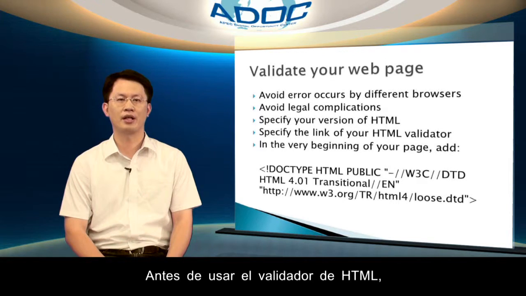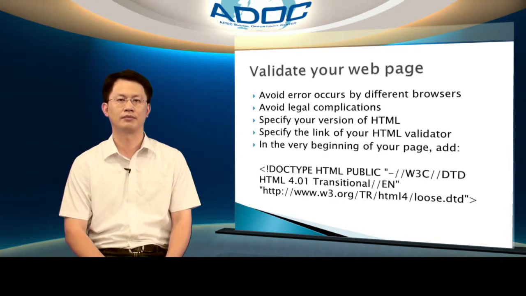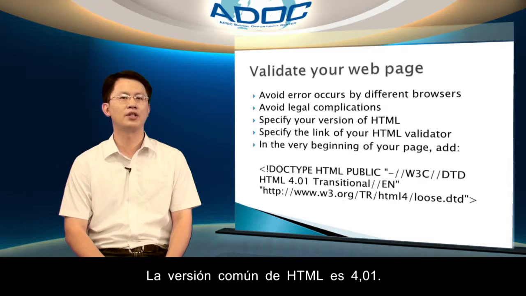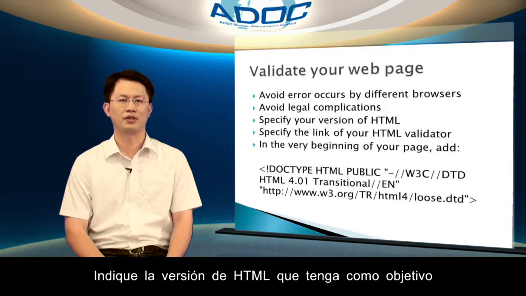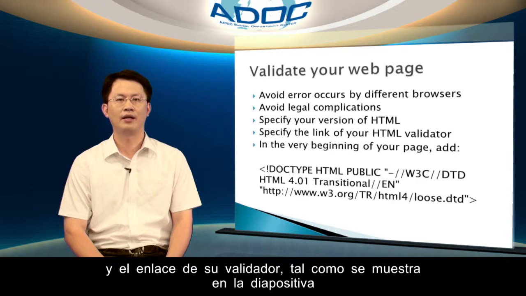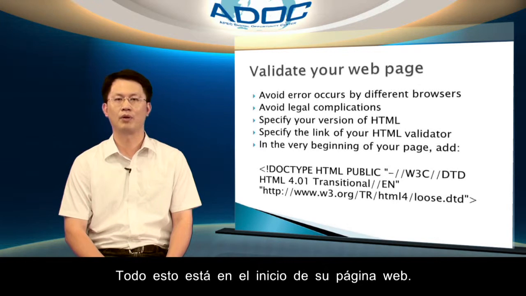Before using the HTML validators, we have to indicate what version of HTML we are writing our documents in. The common version of HTML is 4.01. You indicate the version of HTML you are targeting, with the link of your validator as shown in the slides, at the very beginning of your web page.